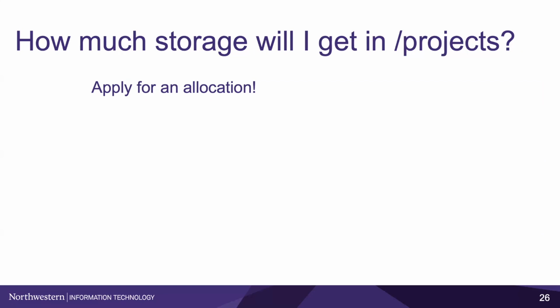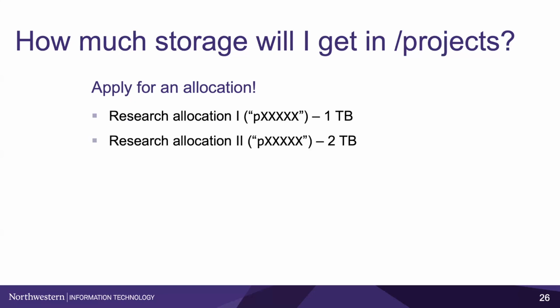And we have a separate video describing how you can apply for an allocation on Quest. So I will link that video in the description. But let's talk about storage space here on this slide. So for research allocation 1 and research allocation 2, you will get either 1 terabyte or 2 terabytes of storage. These allocations have allocation IDs that start with a P.